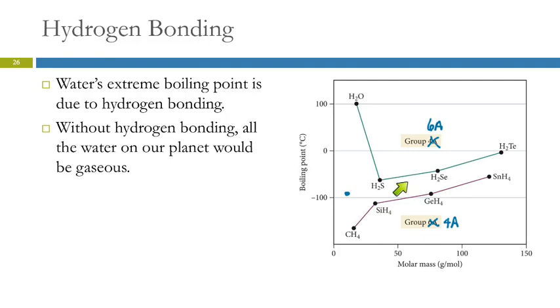All of these are polar molecules, but only water has hydrogen bonding. Dihydrogen sulfide is a polar molecule, but it doesn't have fluorine, oxygen, or nitrogen bonded to hydrogen. So this has dipole-dipole forces, but it doesn't have super dipole-dipole forces called hydrogen bonding. So water has an extremely high boiling point for its molecular size. It's really crazy, actually.